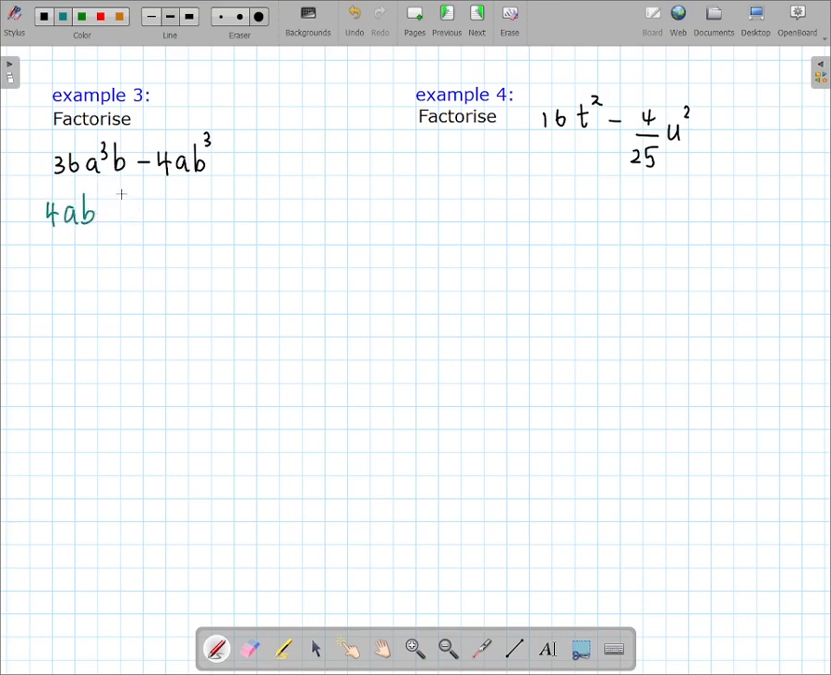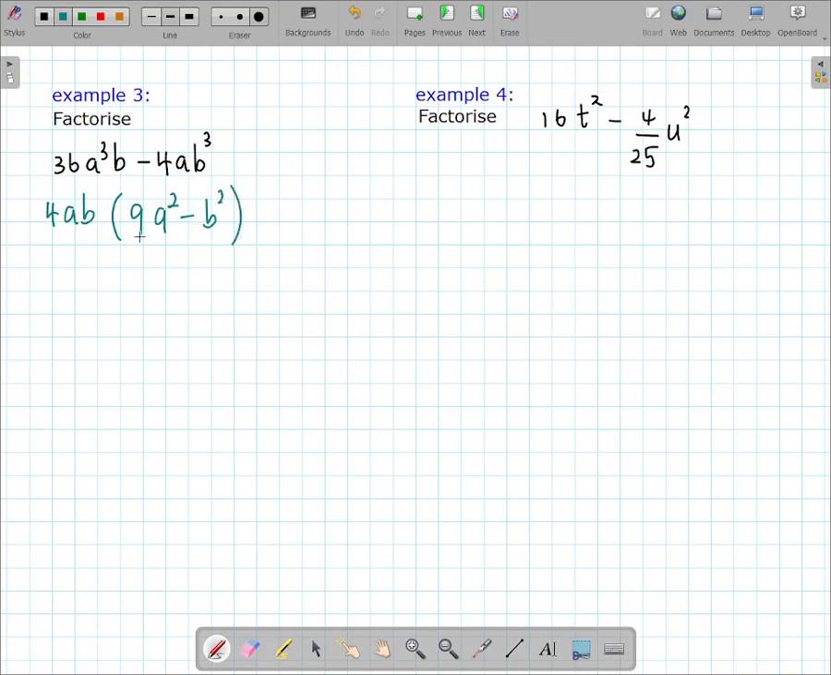When you take 4ab out, for the first term we have to divide 36a to the power 3 b by 4ab. Then 36 divided by 4 is 9. a to the power 3 divided by a is a to the power 2. b divided by b cancels. Minus 4 divided by 4 is 1. a divided by a cancels. b to the power 3 divided by b is b to the power 2.